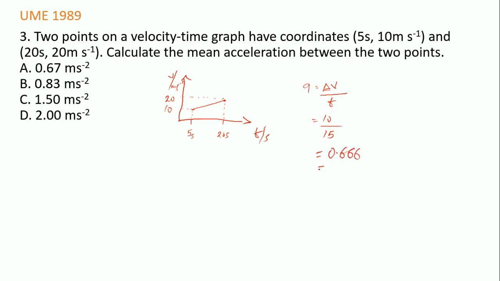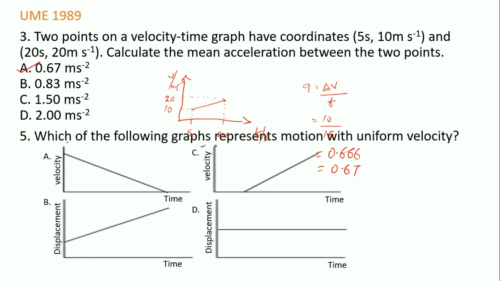And 10 divided by 15 is equal to 0.666, which is approximately 0.67 to 2 decimal places. So the answer is 0.67 meter per second square, which is option A.